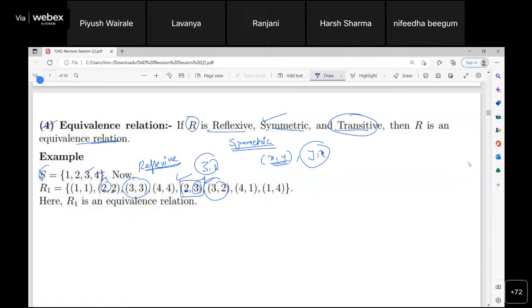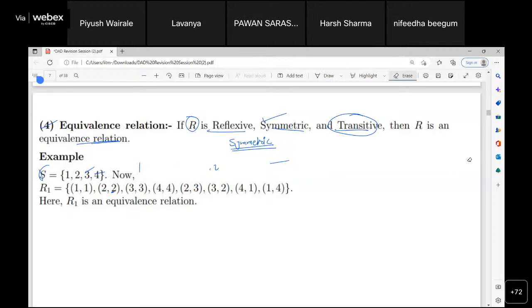Sir, please explain transitive once again. Okay. Suppose I have a set S, and in that we have the elements 2 comma 3 and 3 comma 2. Then there should exist 2 comma 2. Here you have a comma b and b comma c, so there should exist an element a comma c. Then I can say it is transitive. So if 2 comma 3 and 3 comma 2 are there, then there should exist 2 comma 2 so that I can call it transitive. But here 2 comma 2 is not present in the set, so it is not transitive.